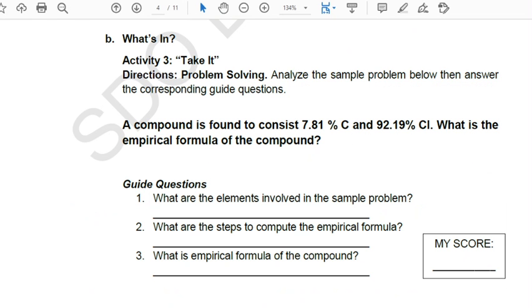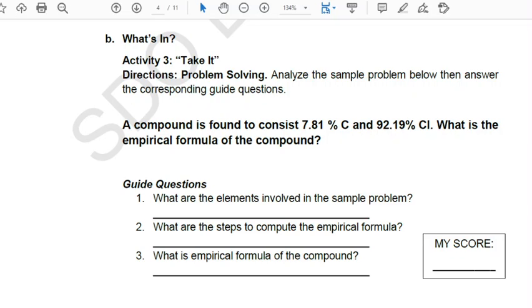I'm going to skip activity 1 and 2, for those are just review of what we have learned so far. This activity number 3 is "Take It," and this is how we're going to solve problems related to empirical formula. So this is an example. We wish to answer this, okay? A compound consists of 7.81% carbon, 92.19% chlorine, and we'll find the empirical formula of the compound.